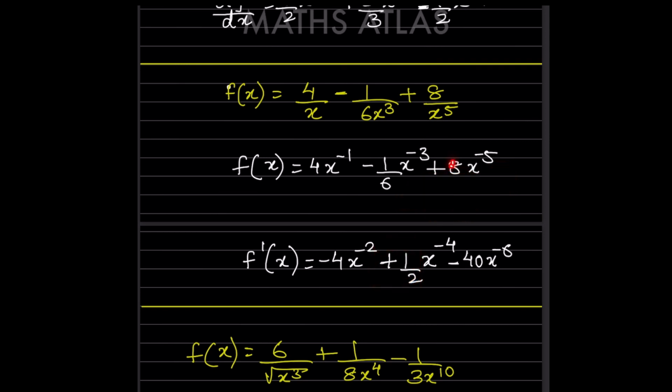So now this 8, this is x, minus 5 will be here. x raised to minus 5 minus 1. So this is going to be minus 40 x raised to minus 6. So this is the answer.